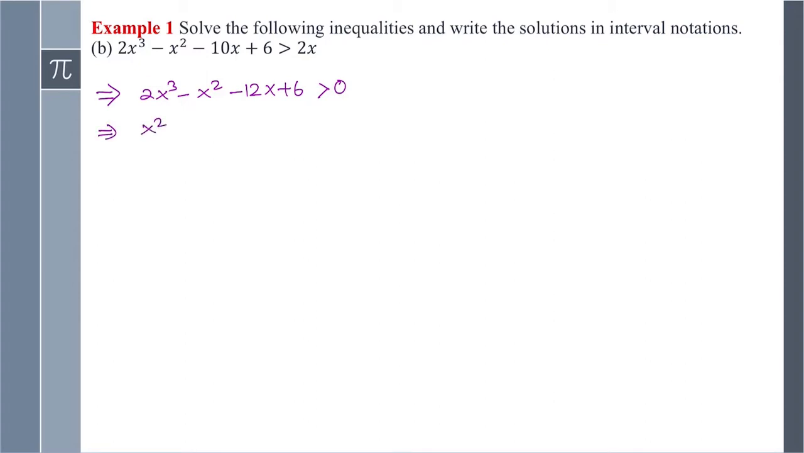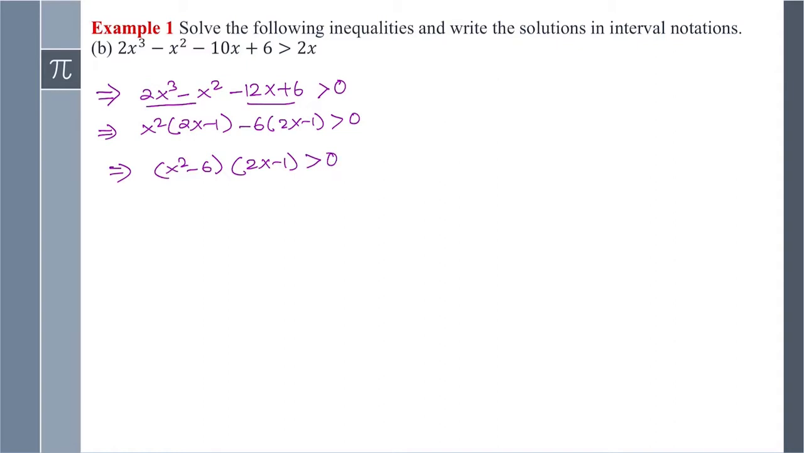So we'll factor by grouping. x squared from the first two, so x squared, then we get 2x minus 1. And then if we factor -6 from the last two, we get 2x minus 1, greater than 0. So our factors are x squared minus 6 and then 2x minus 1 greater than 0.